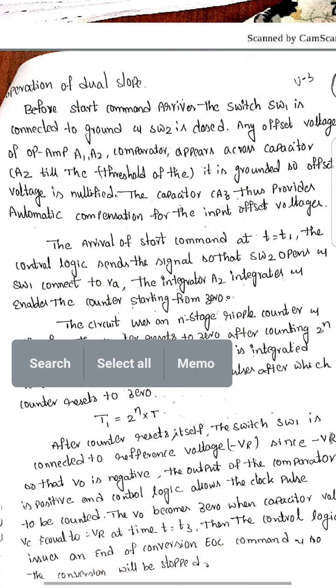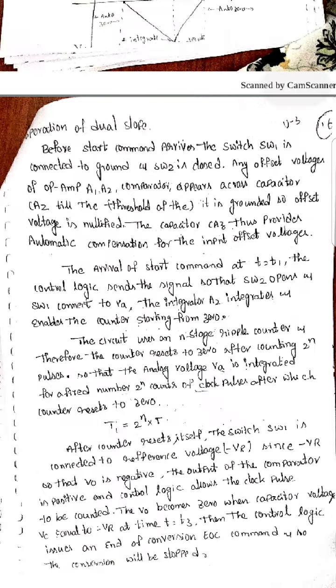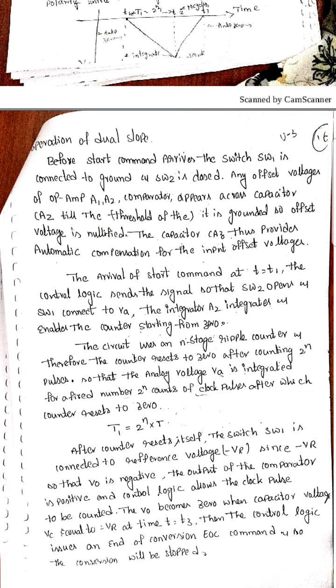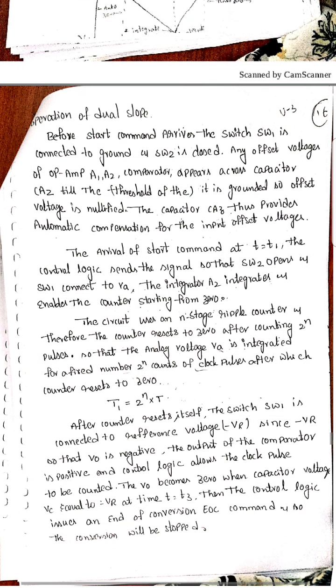Before the start command arrives, switch 1 is connected to ground and switch 2 is closed. Any offset voltage of op amps A1, A2 and comparator A3 appears across the capacitor until the threshold is grounded. Thus the capacitor provides automatic compensation for the input offset voltage.